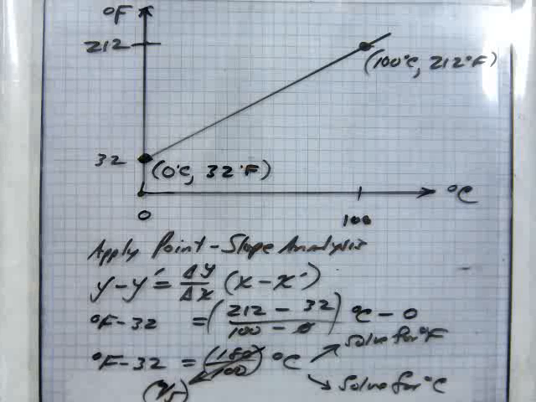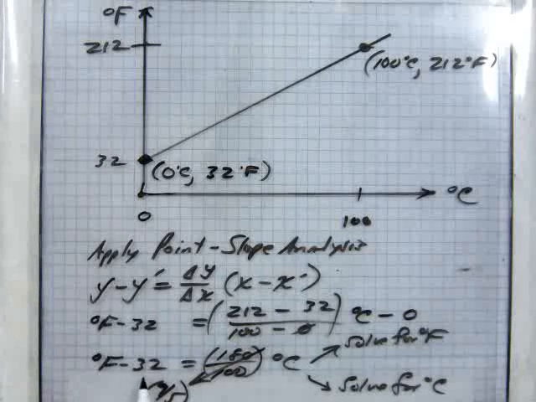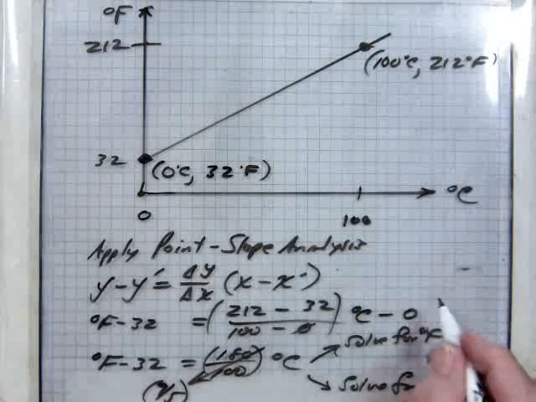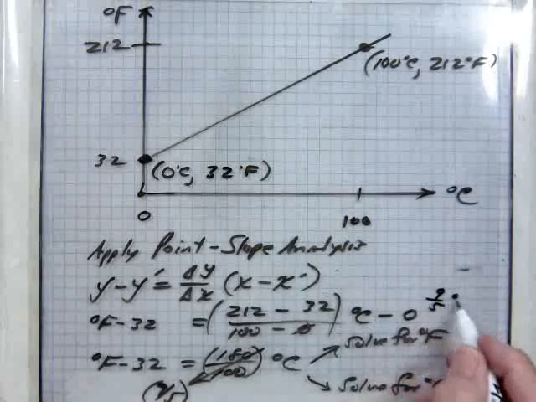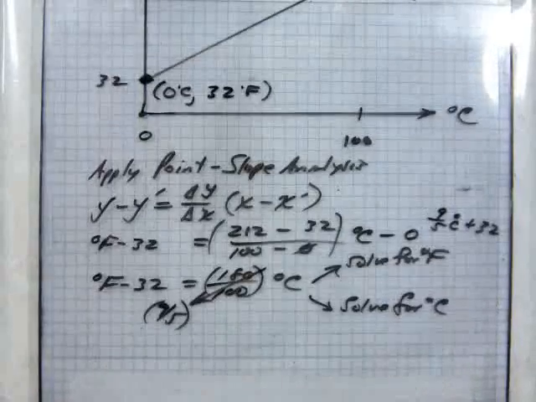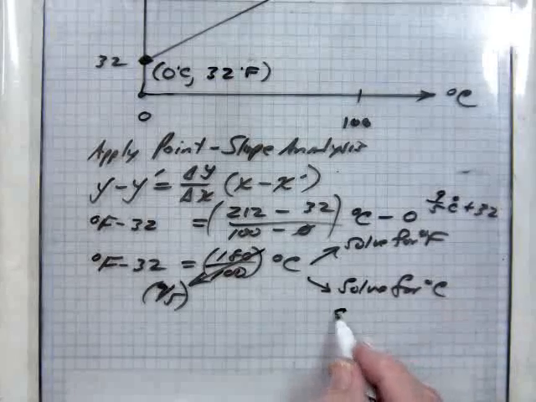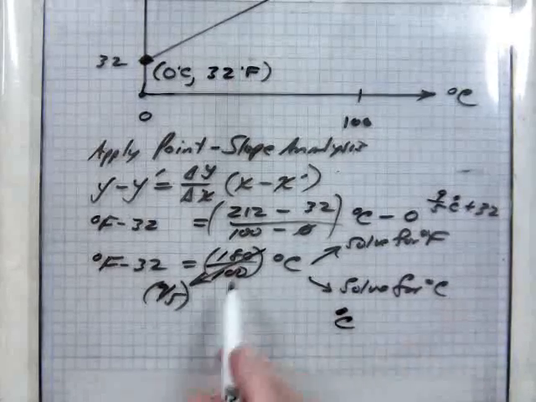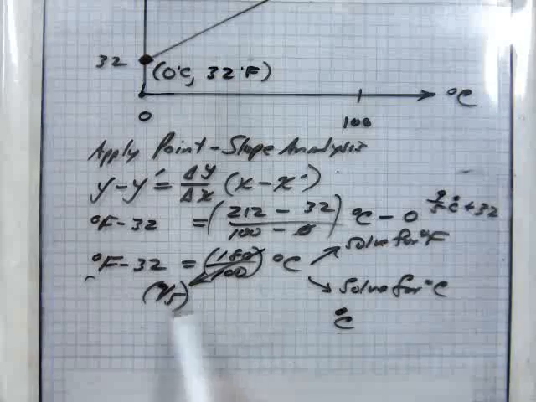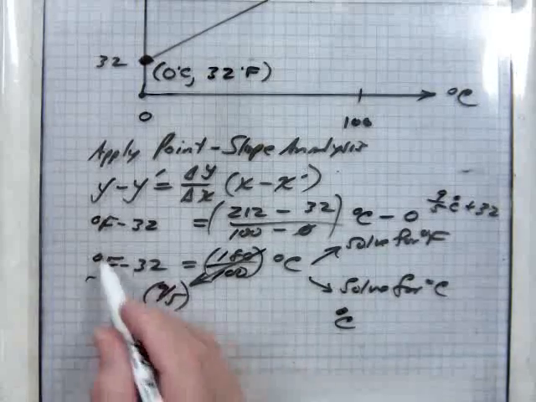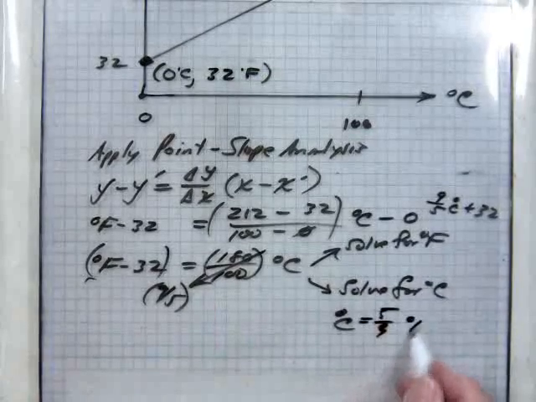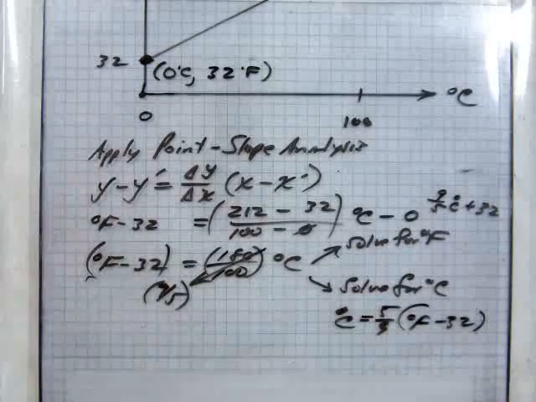So that's the whole point of what I'm trying to show you. You would add 32 to both sides of this and solve for Fahrenheit, and you would get 9/5 degrees C plus 32. And down here, solve for degrees Celsius. You have to divide both sides by 9/5, so it becomes 5/9, but this winds up in parentheses, and so that is 5/9 degrees F minus 32.